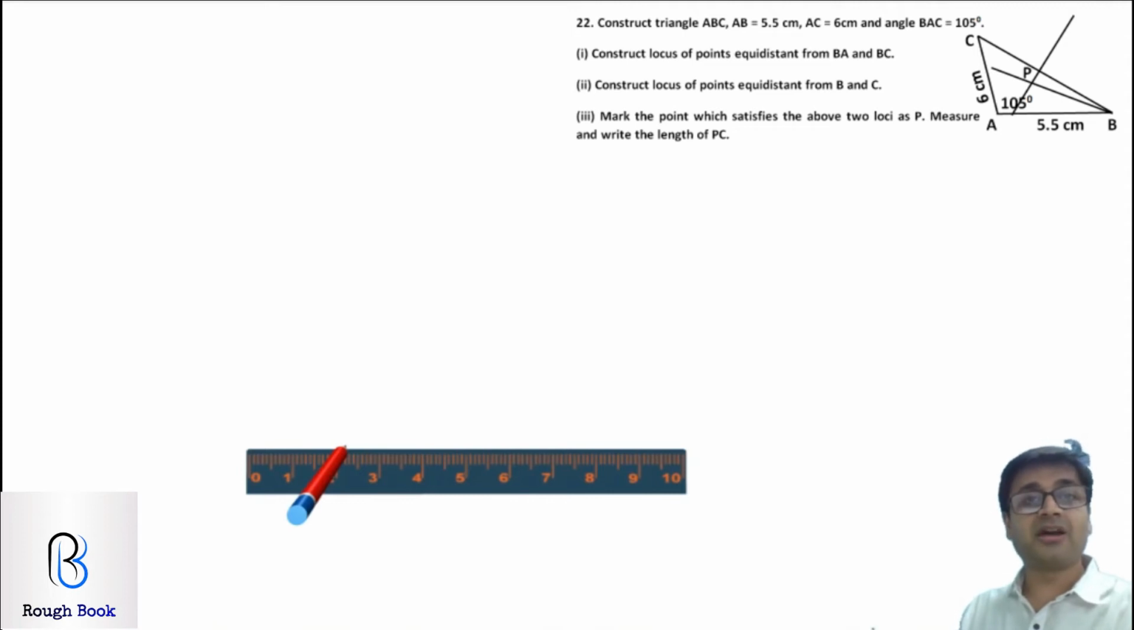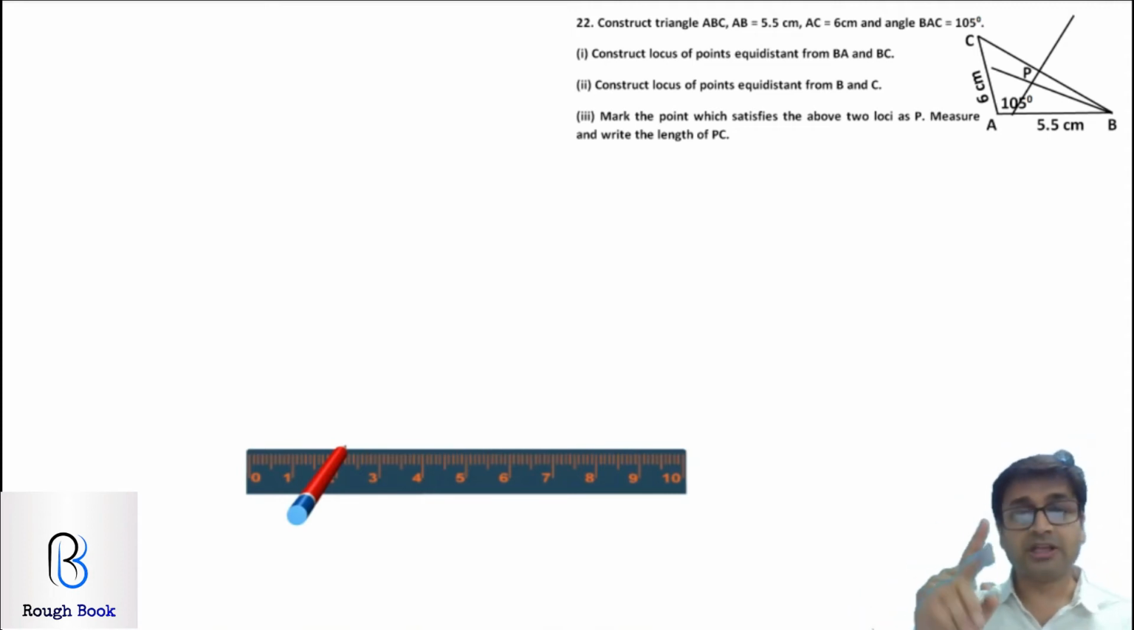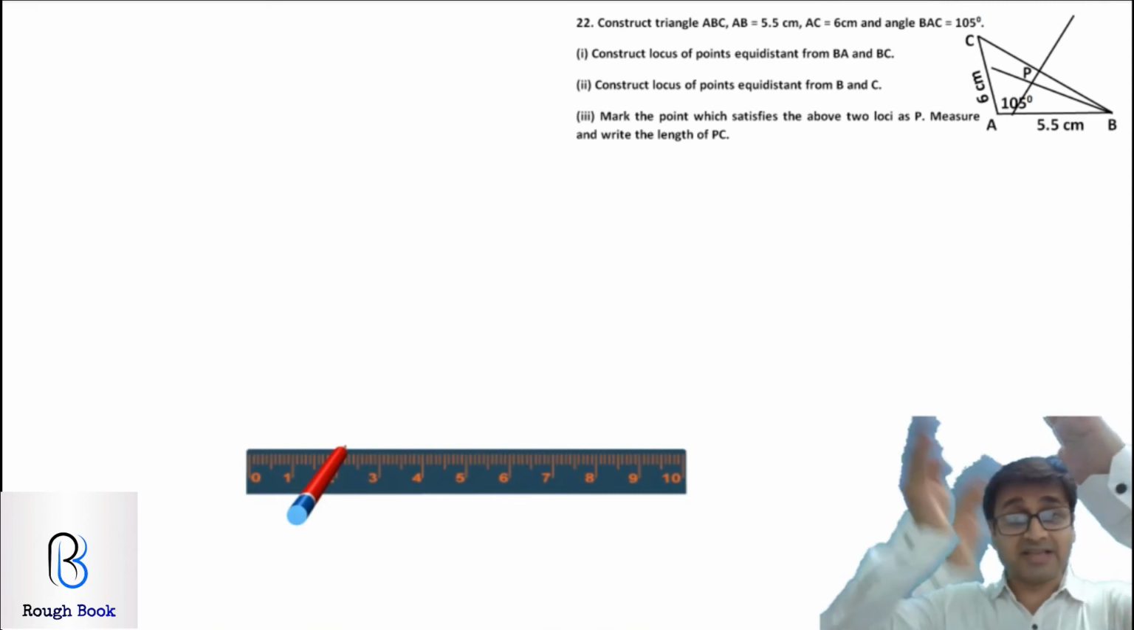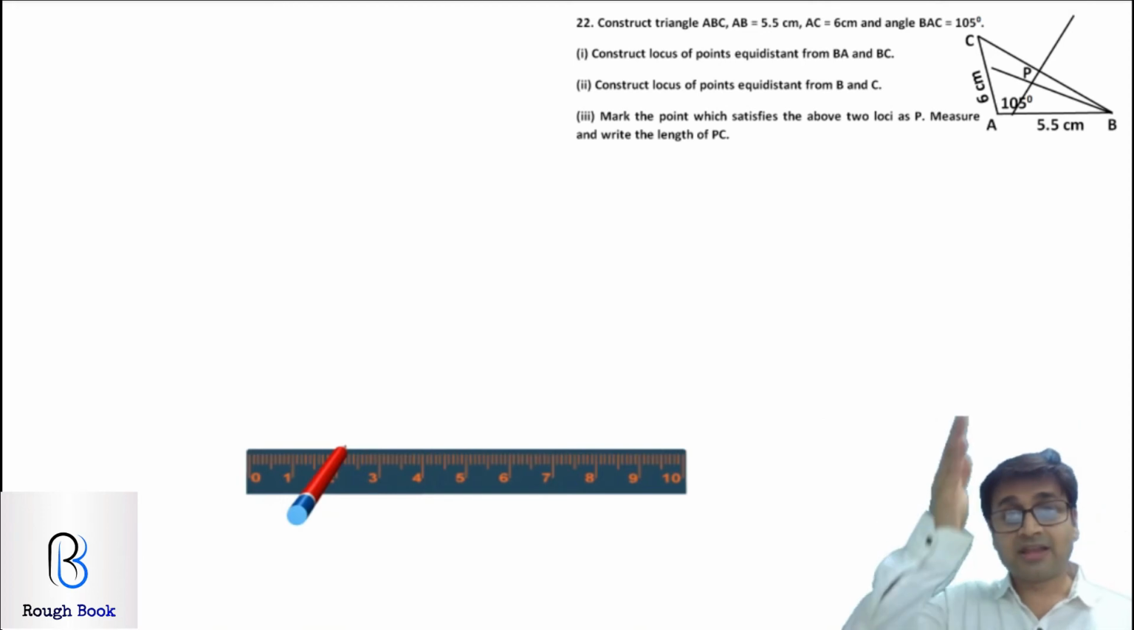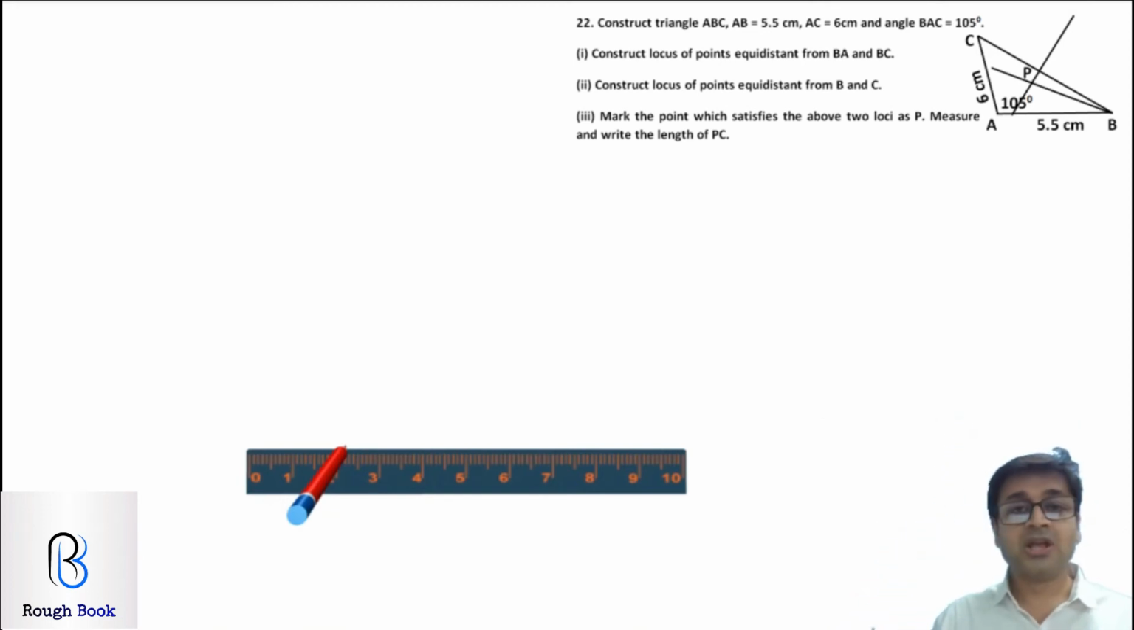Once you get your triangle, after that they say construct the locus of points equidistant from BA and BC. Next part, construct the locus of points equidistant from B and C. So both the properties are from loci. First one, equidistant from 2 sides, that means angle bisector. Second one, equidistant from 2 points, that means side bisector. So we will draw all this and we'll see how to go about it.